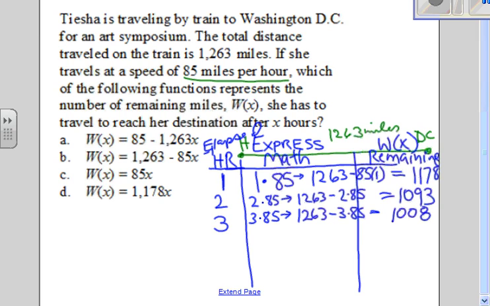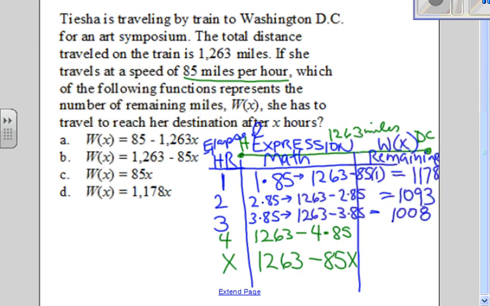Looking at this, you can see the pattern. If it's 4, you're going to have 1263 minus 4 times 85. So if it's x, it's going to be 1263 minus x times 85, but we always write it 85x. So 1263 minus 85x. Anytime you're not sure, don't approach the algebra. Do the numbers first, but don't work it out. It will help you to see the structure in the expression and find the correct equation.